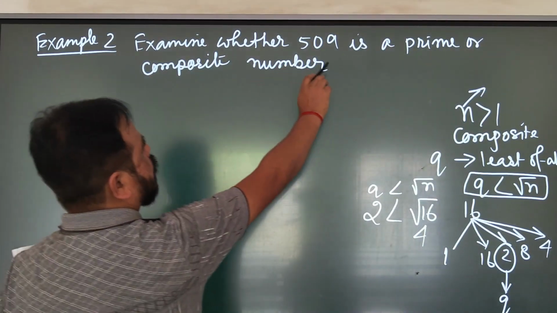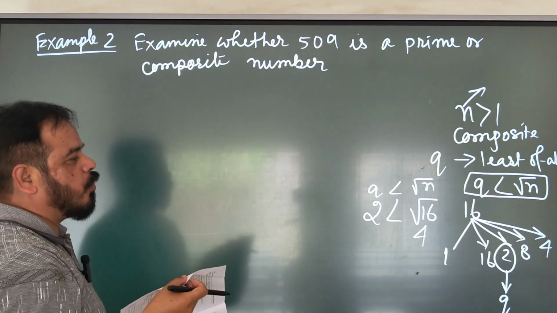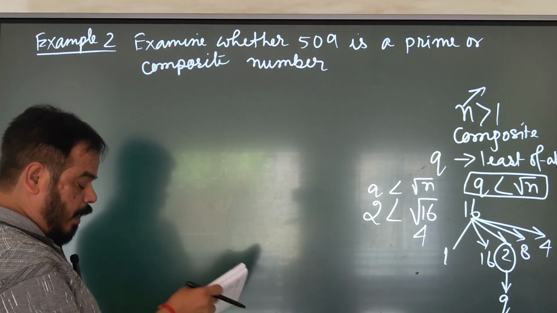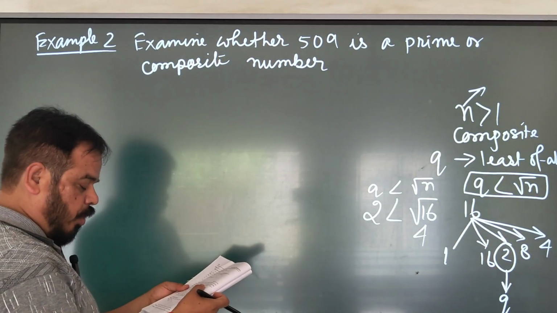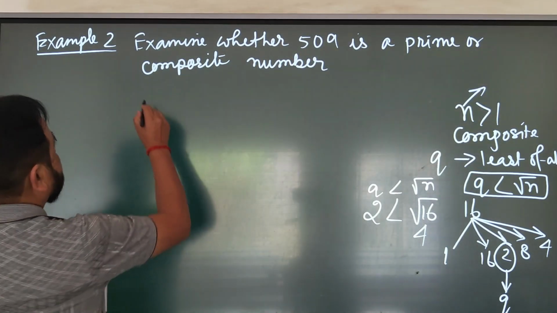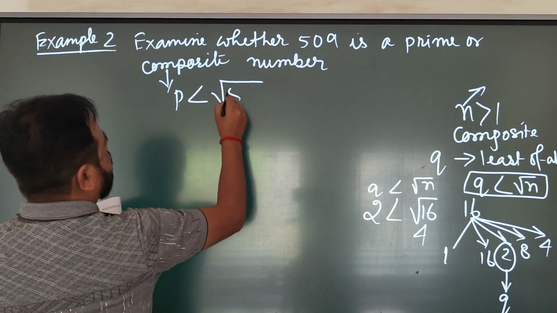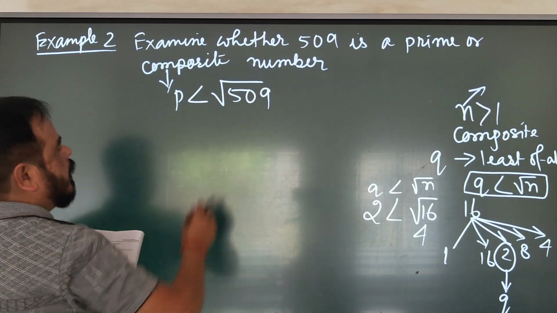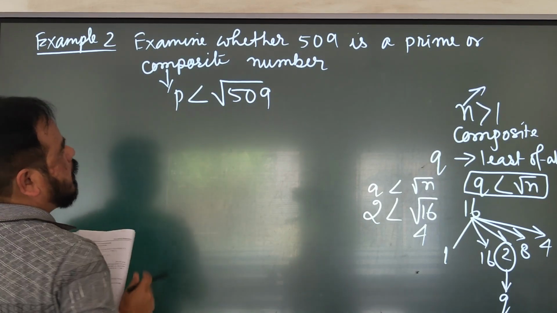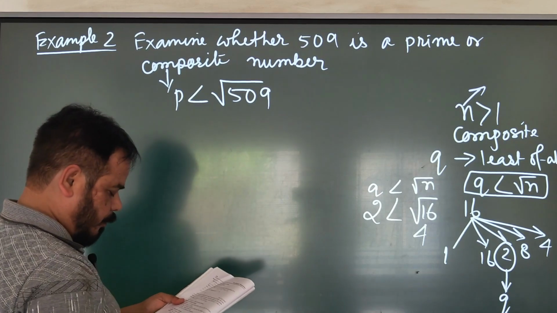This is the condition for composite. So examine whether 509 is a prime or composite. So we will see whether it is composite or not. Since the square root is there, if P is the least of all divisors of 509, then for composite, P will be smaller than the square root of 509. The square root of 509 we will try to find out.